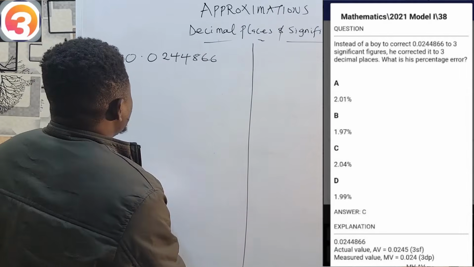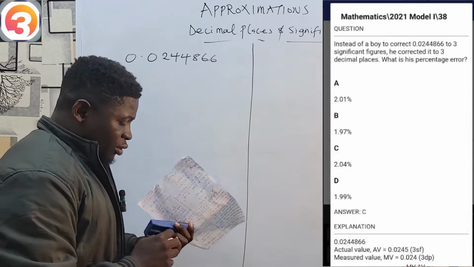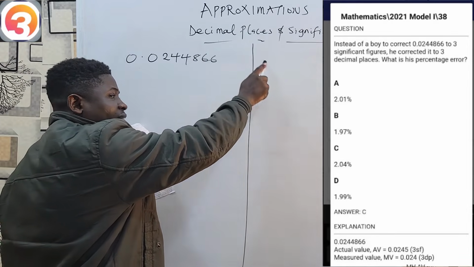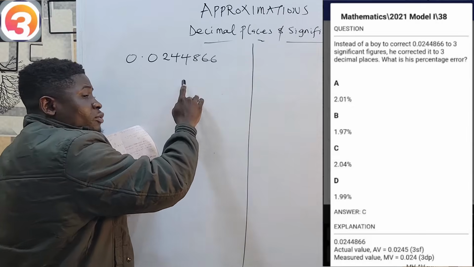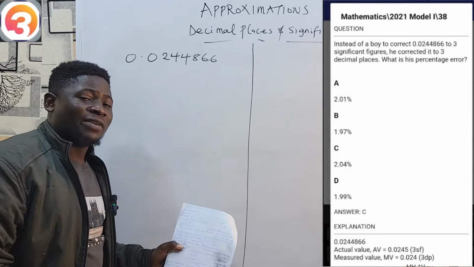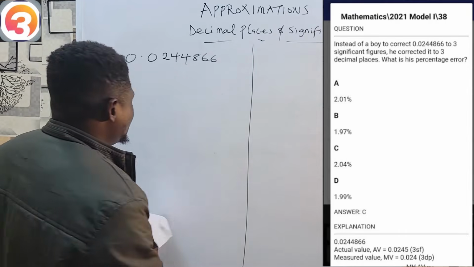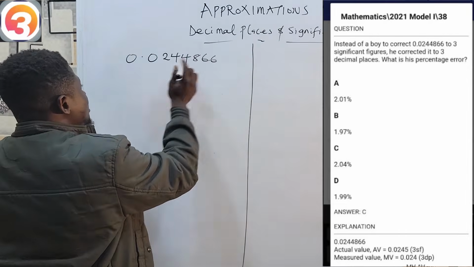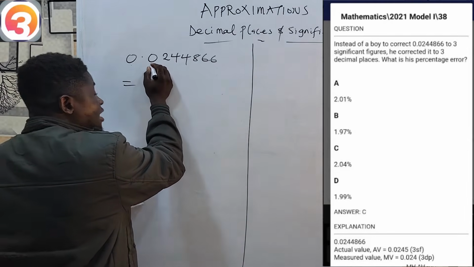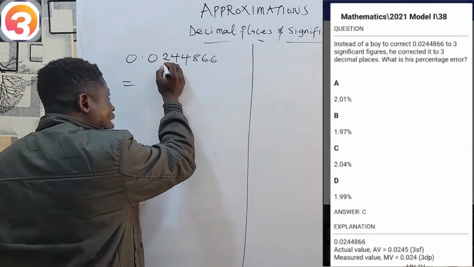Now, that means what you need to do first of all is to approximate this number to what? To three significant figures, and then also approximate to what? Three decimal places. Then we can find the error, and then we can find the percentage error. Now, let's go. This one to three significant figures will be equal to what? Is this 0 significant? No. Is this one significant? No. This one is 1, 2, 3.